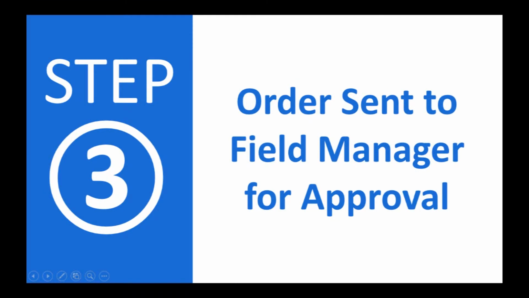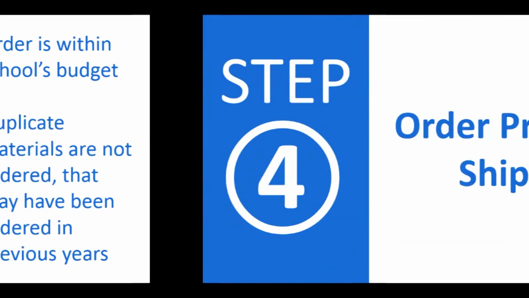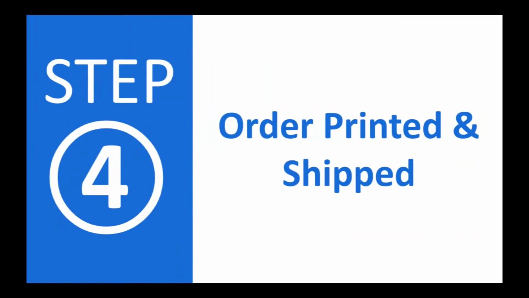Once the order is placed, a summary of the order will be emailed directly to the JHU representative and to me. At that point, I will confirm with your field manager that the order is within budget. Once it's approved by your field manager, I will send the order to our vendor for printing and shipping.